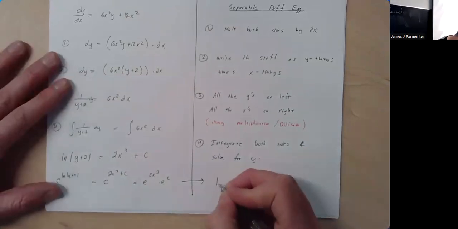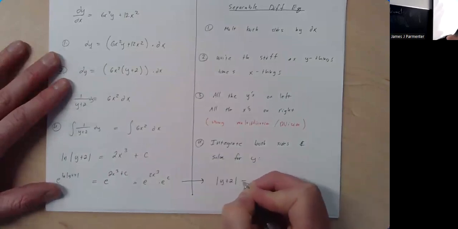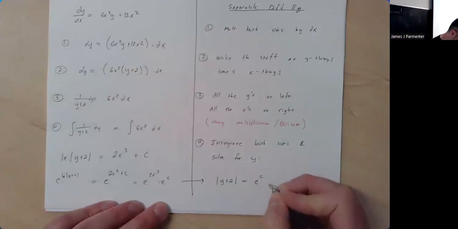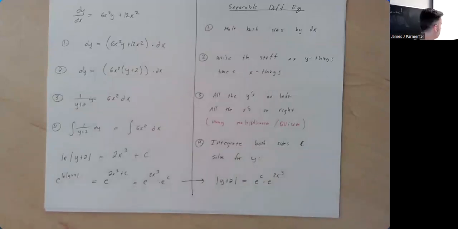So I'm going to have the absolute value of y plus 2 equal to, I'm going to write this e to the c in front just because it's more typical to do so, e to the c times e to the 2x cubed. And now here's where we kind of get rid of the absolute value. So if the absolute value of y plus 2 is equal to this thing over here, I want to point out, no matter what c is and no matter what x is, e to anything is always positive. Think about the e to the x graph. The e to the x graph is always above the x-axis, so it's always got a positive y value. So this is always positive here.